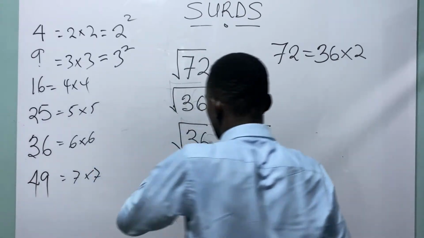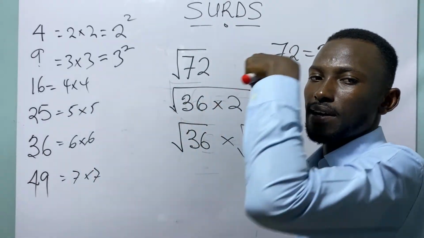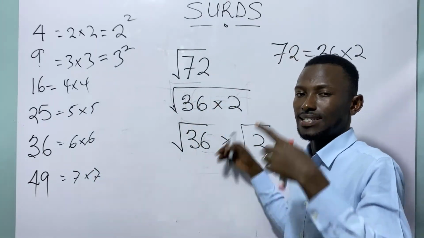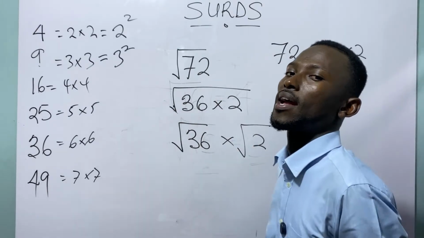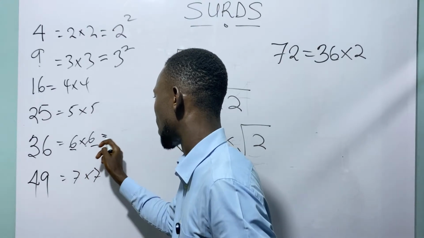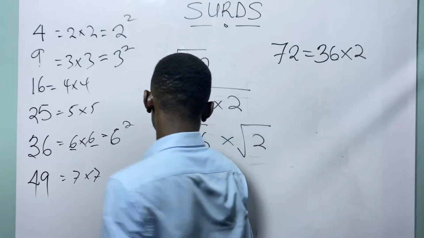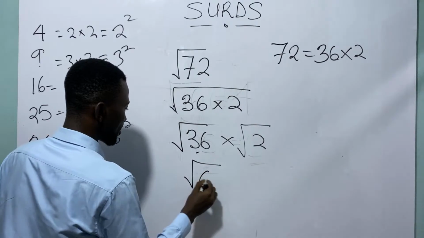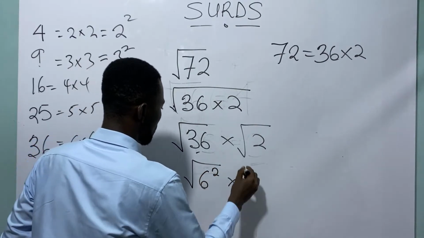Now, this 36 is a perfect square. How do we know? This 36 is the same as 6 times 6, and 6 times 6 is the same as 6 squared. So we can replace this 36 with 6 exponent 2. So 6 exponent 2 times this.